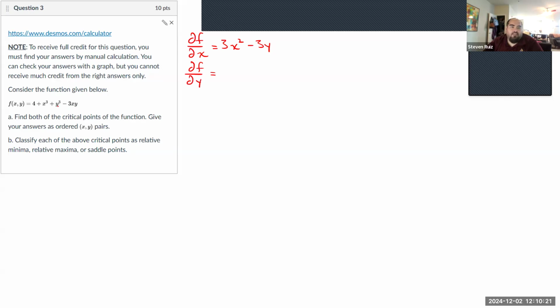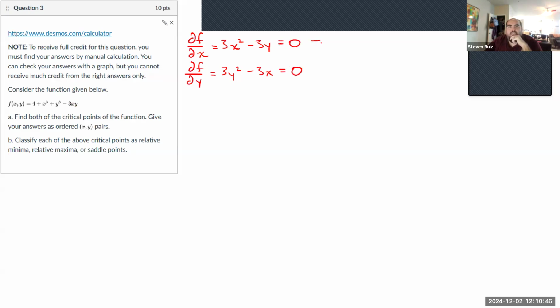4 vanishes again. Y cubed, that derivative is 3y squared. And then 3xy, the y is the variable this time, so that y, the derivative of y is 1. The 3x is a constant, so now what I have there is 3x. So now that I have both those partial derivatives, I'm going to set them equal to 0.